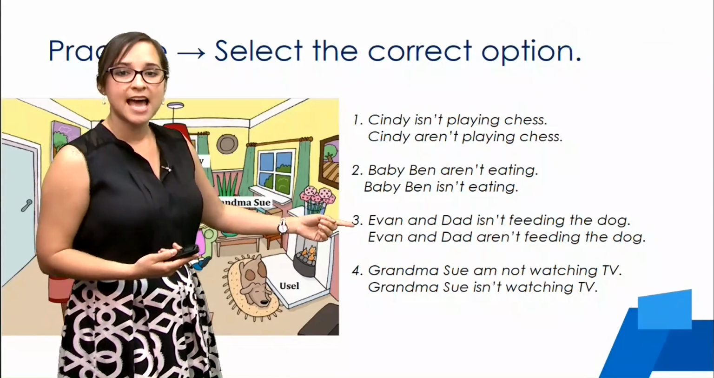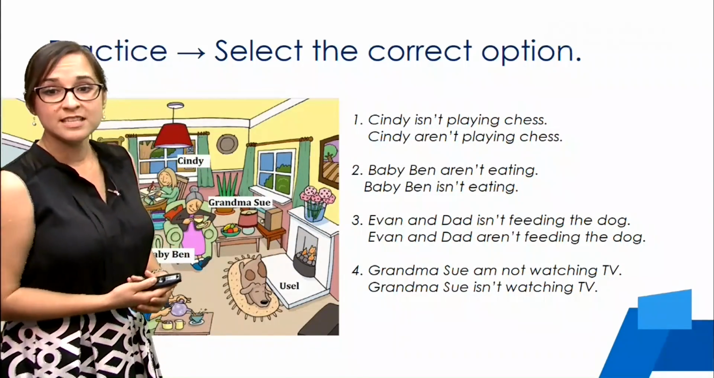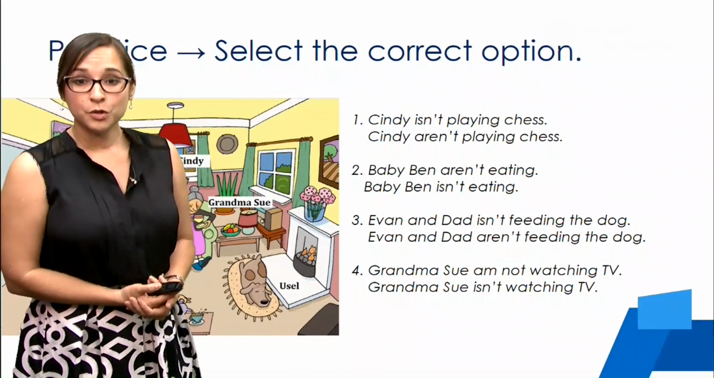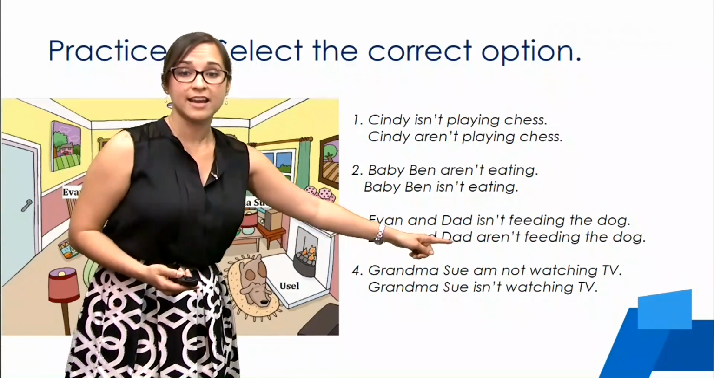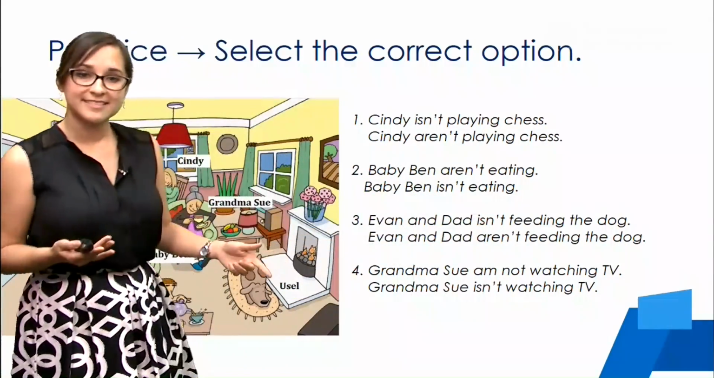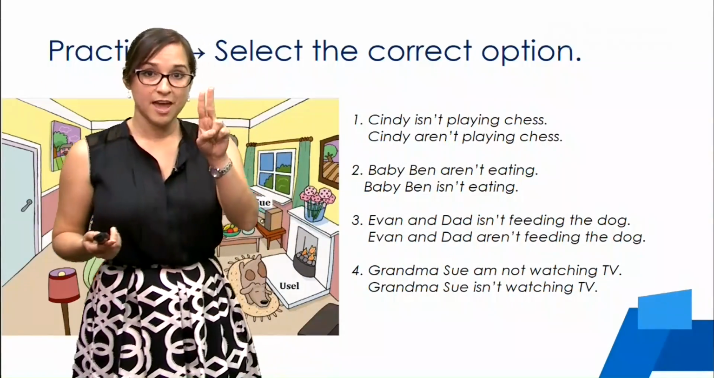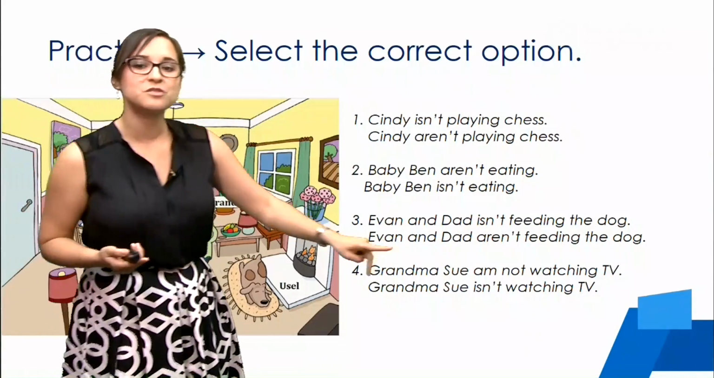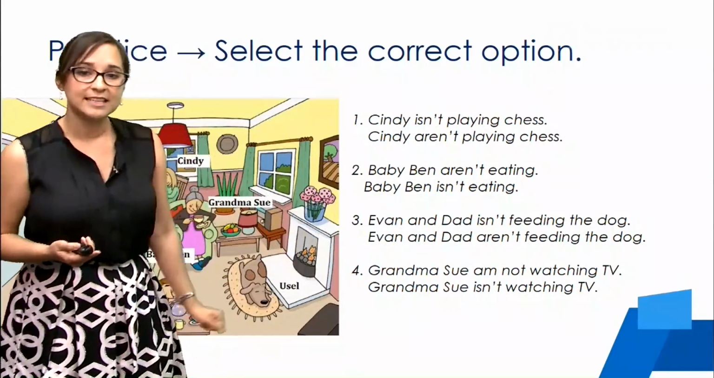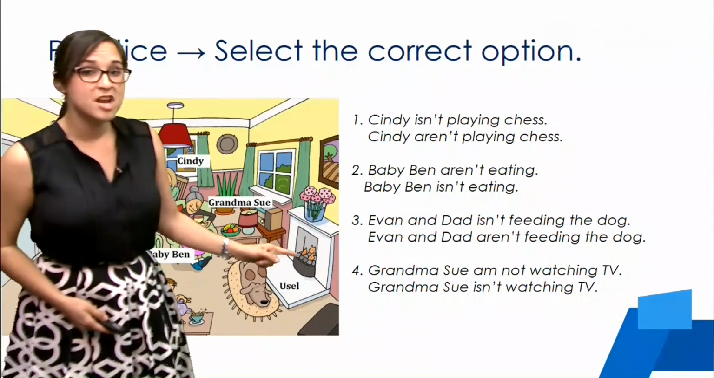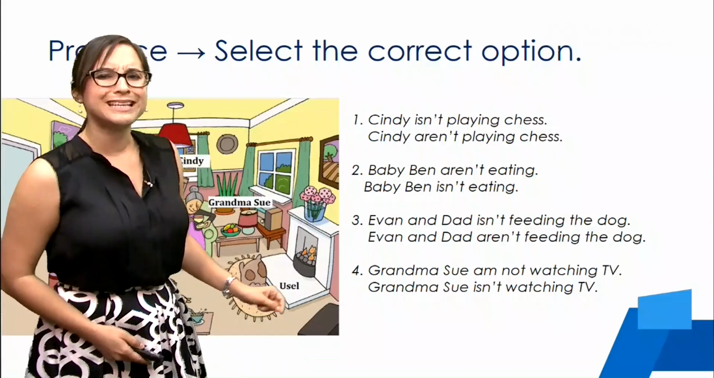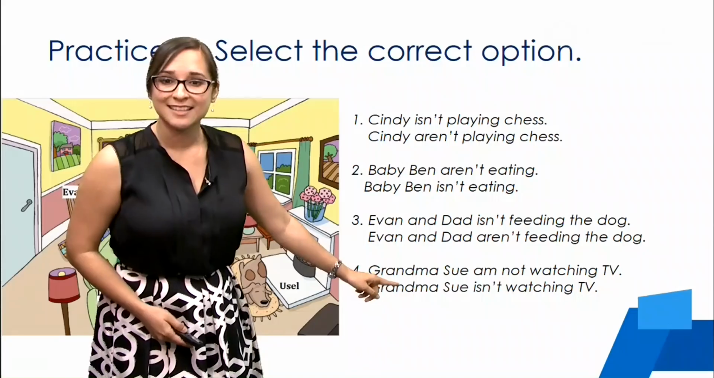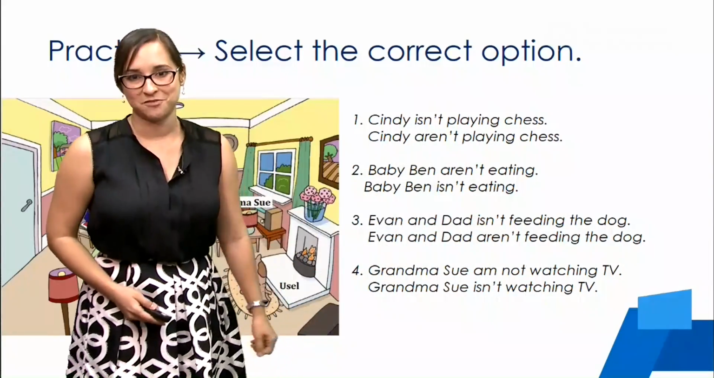Number 3, Eva and Dad isn't feeding the dog, or Eva and Dad aren't feeding the dog. What is the correct option? You're right. Eva and Dad aren't feeding the dog. And why is that? Because Eva and Dad, together, is they. So with the pronoun they, we use are and aren't. And finally, number 4, Grandma Sue aren't watching TV, or Grandma Sue isn't watching TV. Correct. Grandma Sue is a she, so she isn't watching TV.